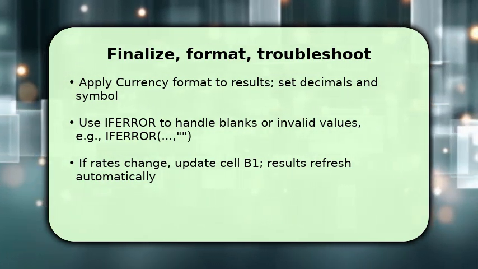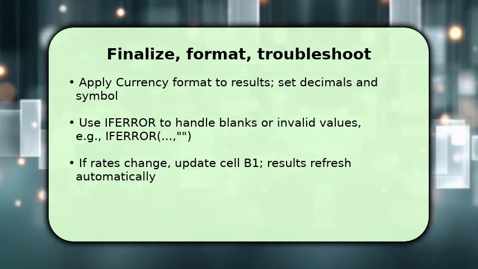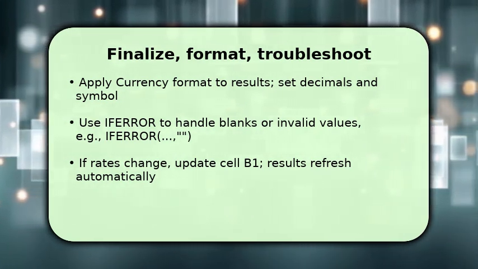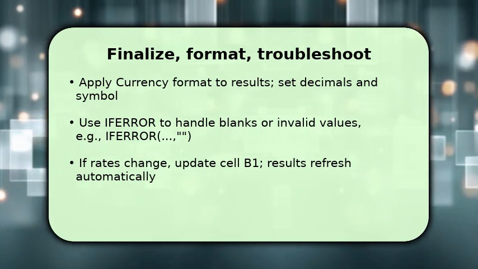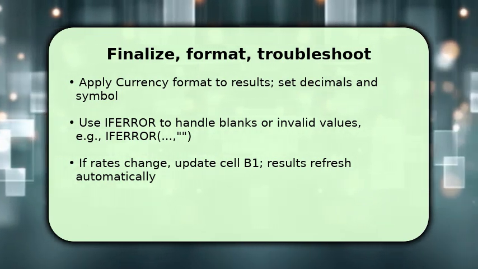If numbers look wrong, check that the rate cell is numeric, that absolute referencing, $B$1, was used, and that there are no stray spaces or non-numeric characters in source cells.